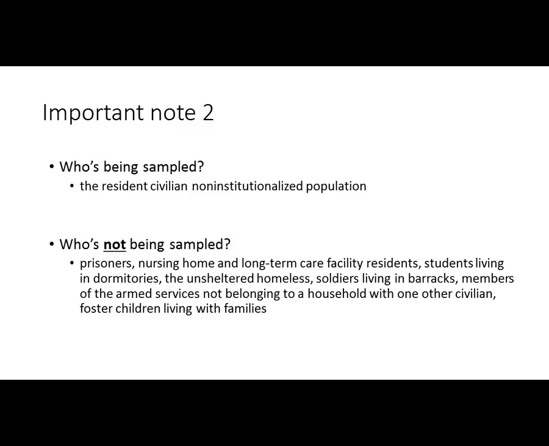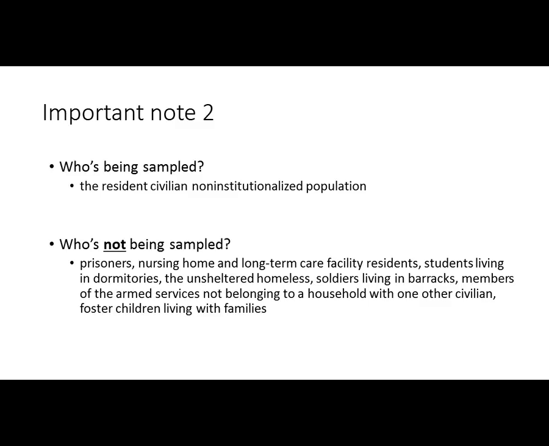Here's where you become relevant. Students living in what they call group quarters or dormitories are not sampled. The only way you might be included if you live in a dormitory in the current population survey is if your family members back at home answer about you. Similarly, because it's a household survey, the unsheltered homeless, and in most cases actually also the sheltered homeless, are not included in the survey.